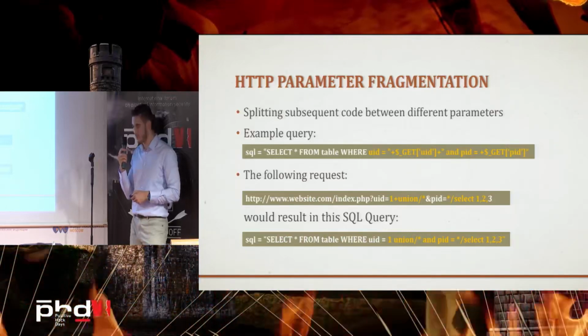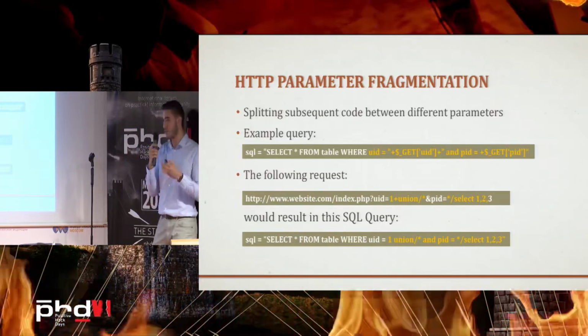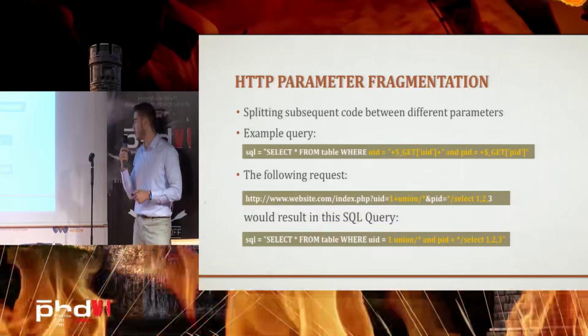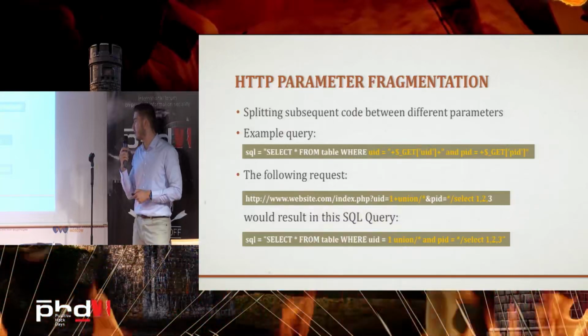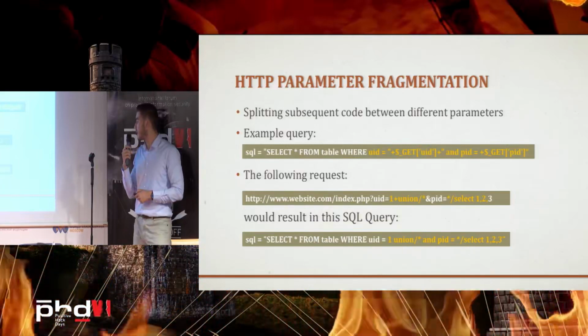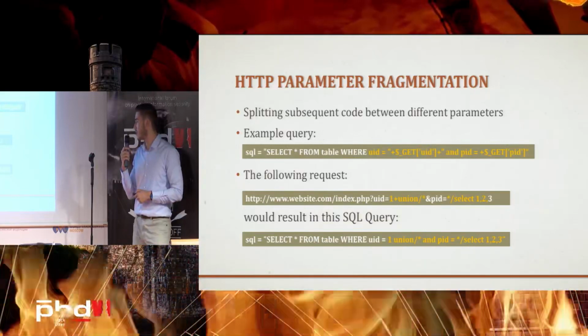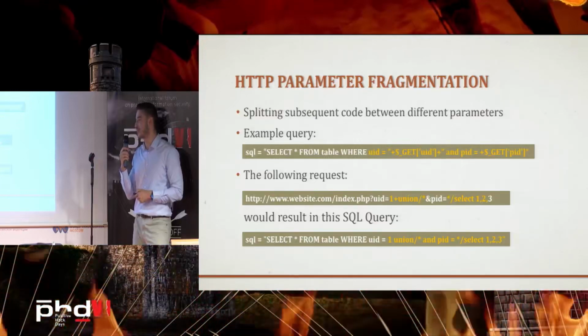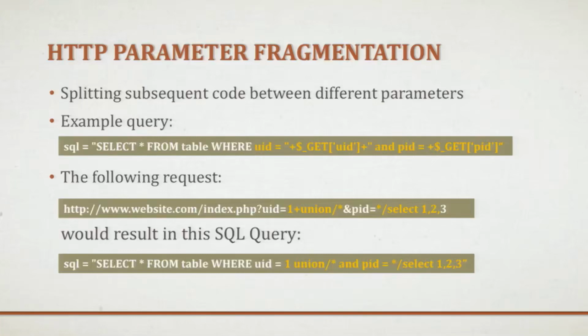which is a plus, which can be used. A plus can be used for a space in many browsers, so it's a space, 1 space union, and then the beginning of a comment, and then for PID, the end of a comment, select 1, 2, 3. So what happens at the back end? The back end receives the following string, 1 union and then a comment, so it does not interpret this, and then one union select 1, 2, 3.